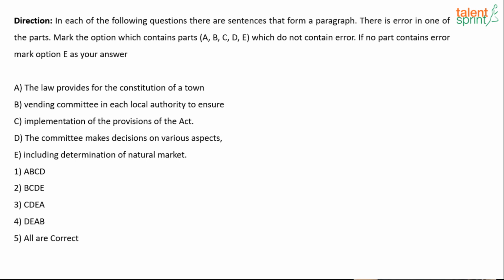The law provides for the constitution of a town vending committee in each local authority to ensure implementation of provisions of the act. The committee makes decision on various aspects including determination of natural market. Where is the error and what is the error?